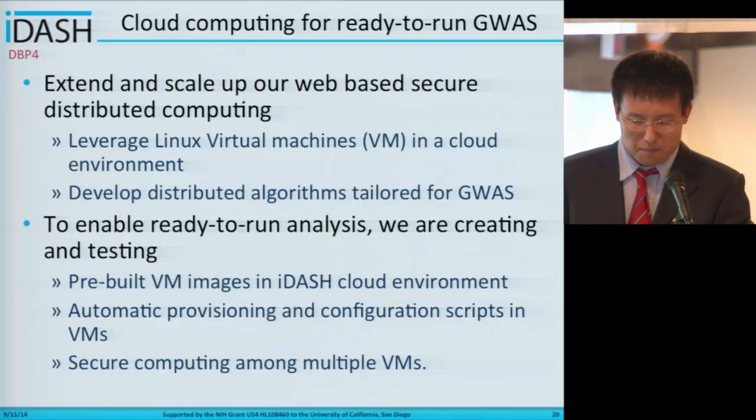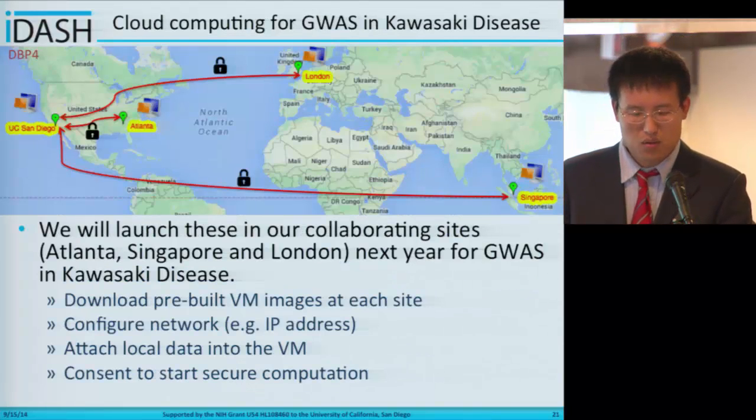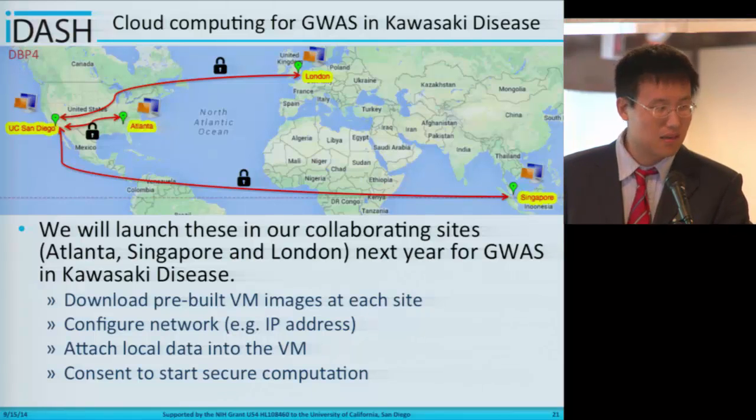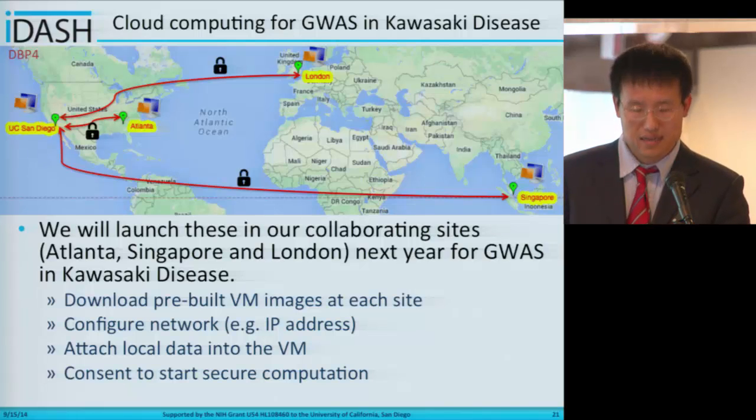And testing the automatic provisioning and configuration scripts for secure multi-party computing among virtual machines. We will launch those in our collaborating sites in Atlanta, Singapore, and London next year for the JAVA study in Kawasaki disease. After downloading the pre-built virtual machines, each site only needs to configure its local network, such as the IP address, and attach the local data to the virtual machine. Then it can consent to start the secure computing without sharing patient-level data. Here, iDASH at UCSD will host the global server to synthesize the global model.